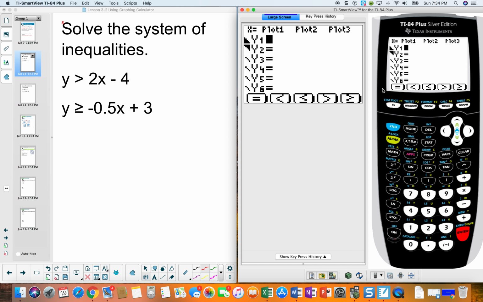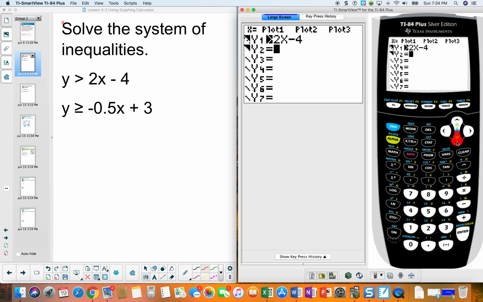So to do that, we're going to use one of these options. What you have to do is press alpha, and then press the button right underneath that picture. So we're going to do alpha, and then press greater than. So press the trace button, and that's going to give you the greater than. Arrow over, and we're going to press 2x subtract 4.